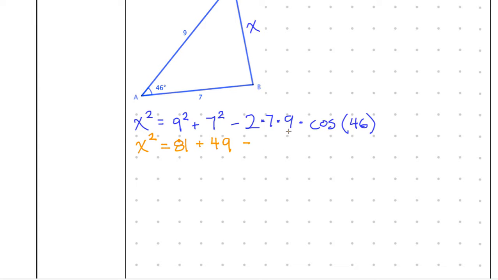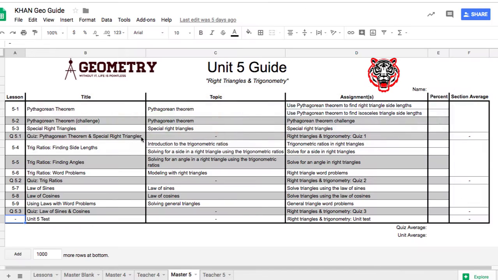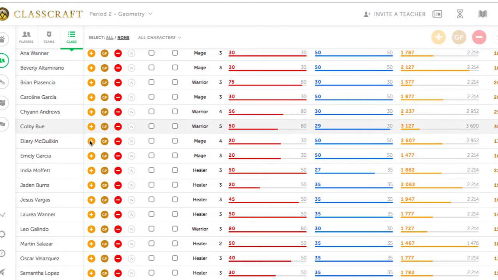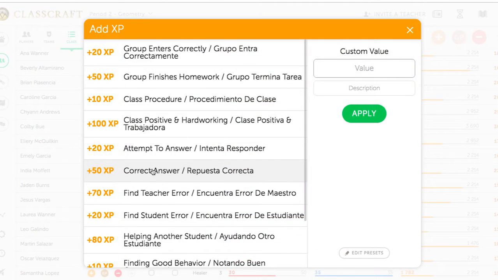9 times 7 is 63. And then 63 times 2 is 126, so 126 times cosine. Thank you. All mental math. Very strong. Good. All right, so everyone has this line now. We have simplified just a little bit, squaring things, multiplying things. Come back here and give India her XP, and your card is in.